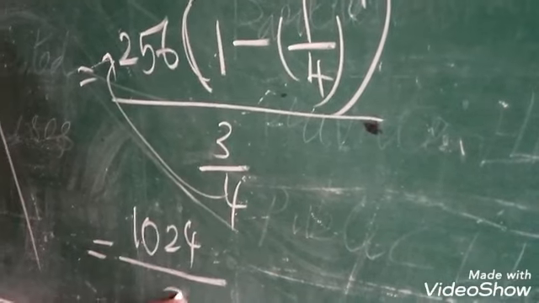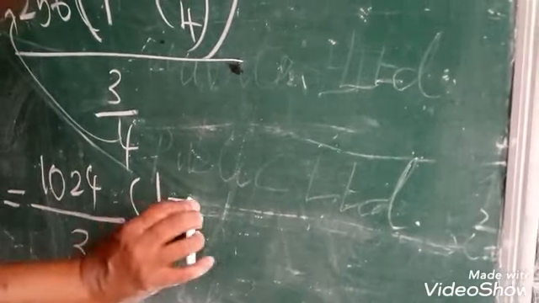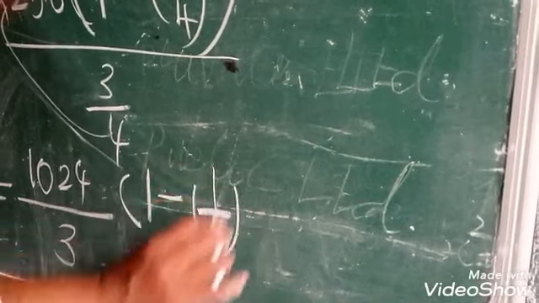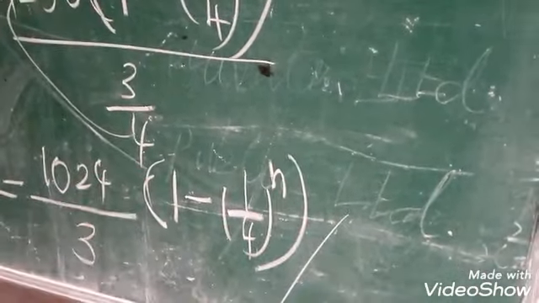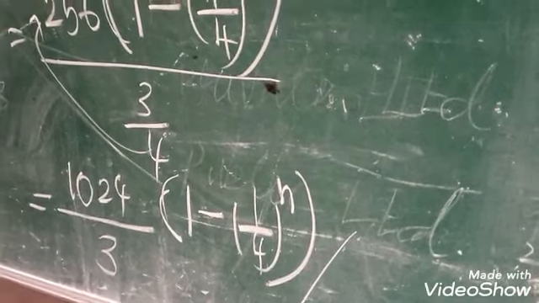1024 divided by 3 into 1 minus 1 by 4 power n. We can't simplify it further, girls, so leave it. Okay, that is the answer for the second sum.